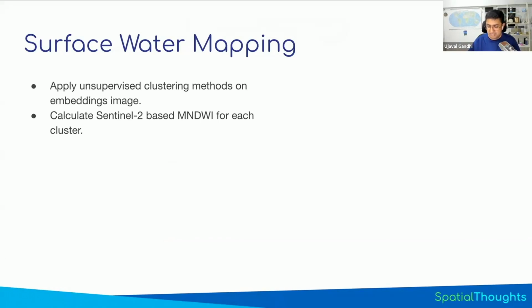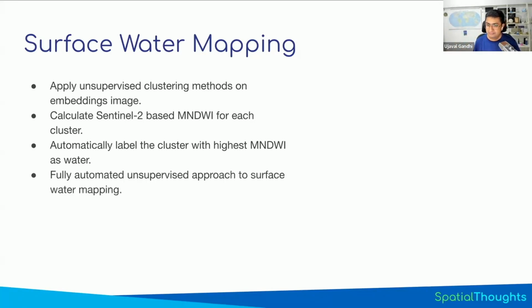Where there are water pixels, NDWI is very high. So you'll go and say, I'll calculate NDWI for each cluster. I have 10 clusters. I don't know which is water, but I know that water will have high NDWI. So I'll calculate NDWI for all clusters, and then I'll sort all the clusters based on NDWI. And I'll pick the cluster with the highest NDWI, which I will tag as water.